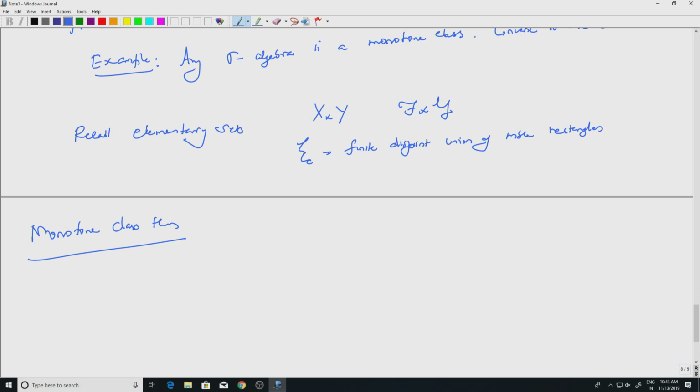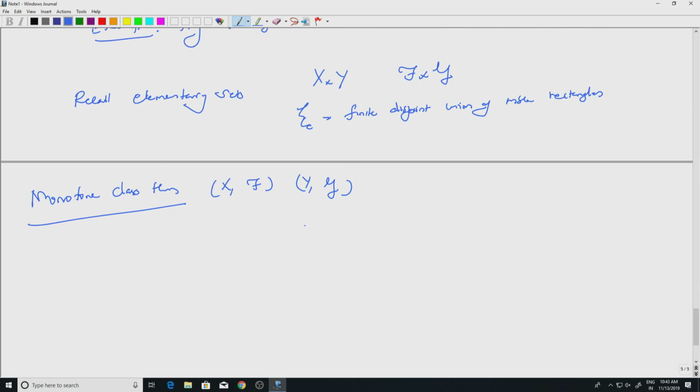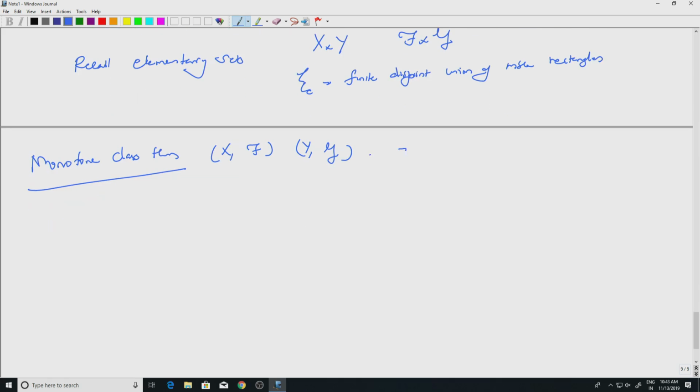The monotone class theorem says, so we again have X, F and we have Y, G. The monotone class theorem says that the smallest monotone class containing script E, so that is the elementary sets, is the product sigma algebra, F cross G.